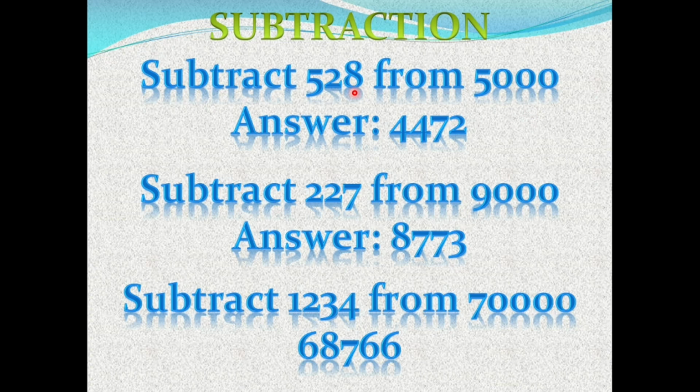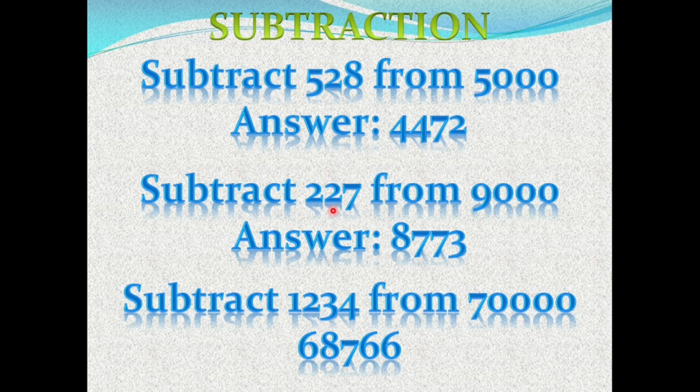I have to subtract 528 from 5000, right? How should it be done? 5 minus 1 is 4, 9 minus 5 is 4, 9 minus 2 is 7, 10 minus 8 is 2. Just simply, directly, just by having a look at this, I can do it. There is no need to even have pen and paper for computing it.